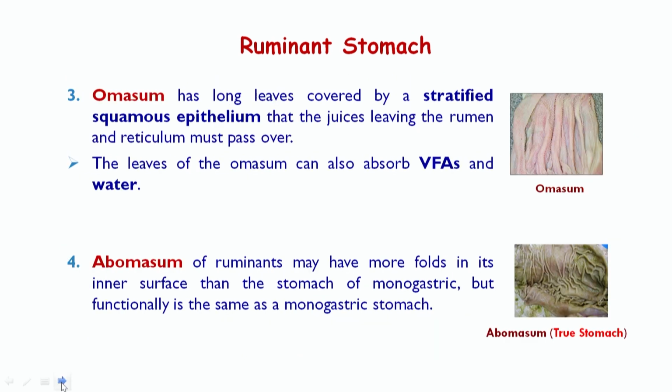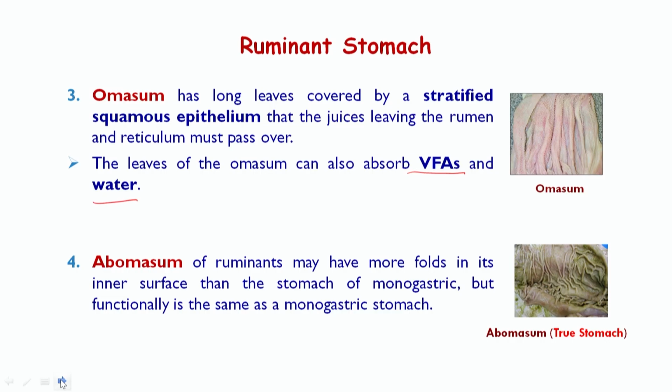The third one is the omasum. It has long leaves covered by stratified squamous epithelium. The juices leaving the rumen and reticulum must pass over this portion, and these leaves of the omasum can also absorb volatile fatty acids and water. The last and fourth compartment of the ruminant stomach is the abomasum. It is similar to the monogastric stomach.